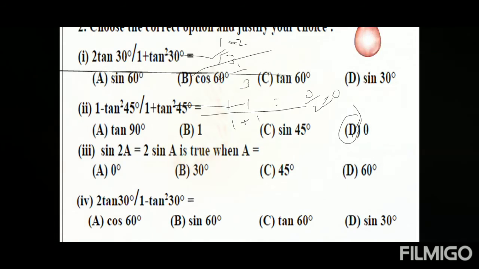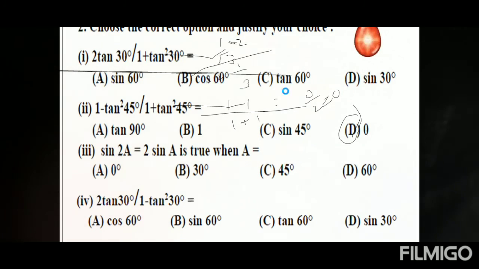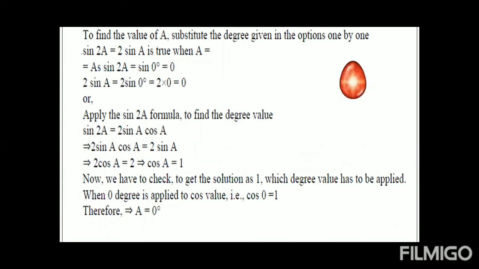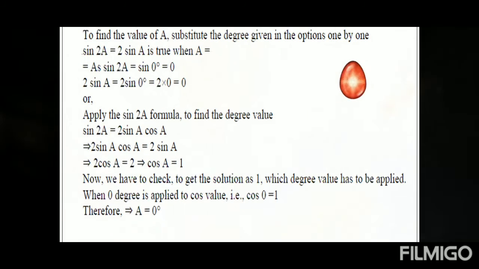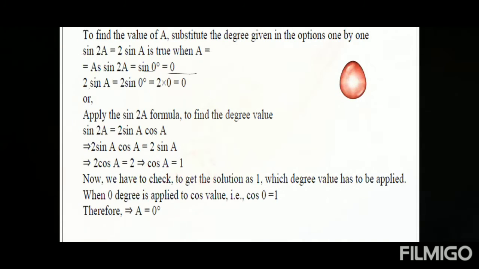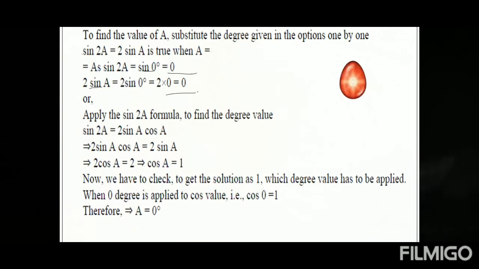Okay. So next question. Sine 2A equals 2 sine A is true when A equals. So you need to find the angle A. For that, you first need to take sine 2A equals 2 sine A. Sine 2A equals sine 0 degree, that equals 0. When 2 sine A equals 2 sine 0 degree, then 2 into 0 equals 0.